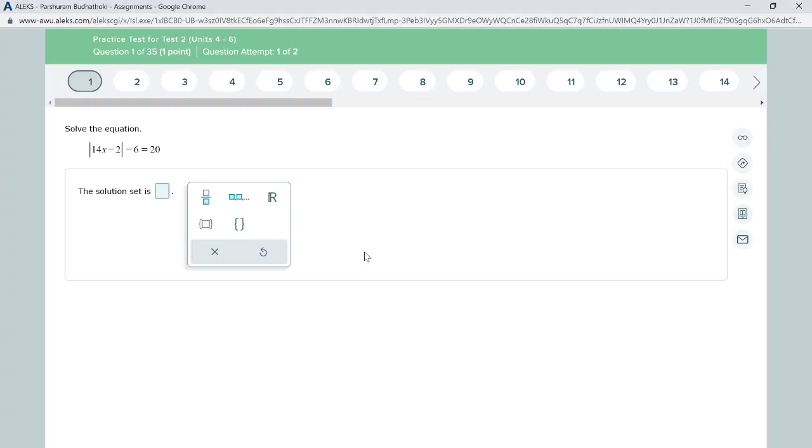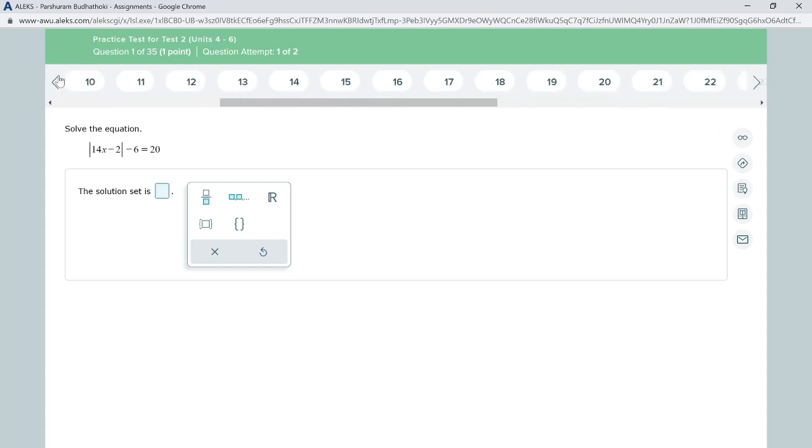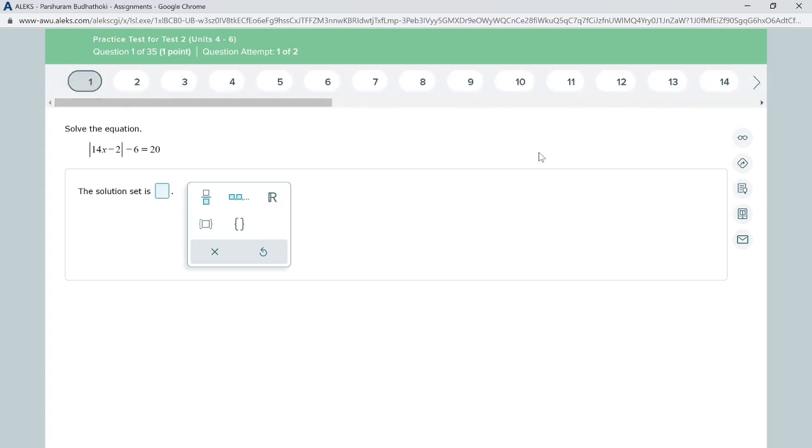Just to review, 35 questions. I'm going to skip a repeated question. So look at the first problem. Solve the equation. This is the absolute value equation.